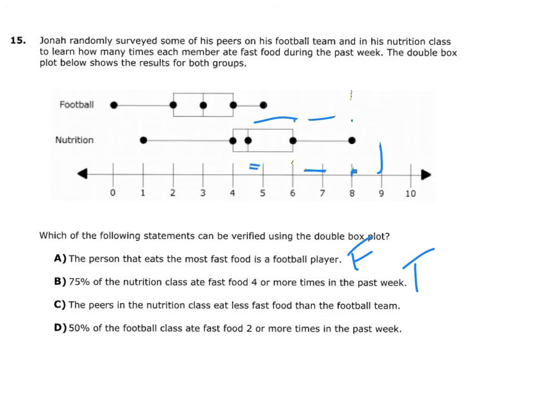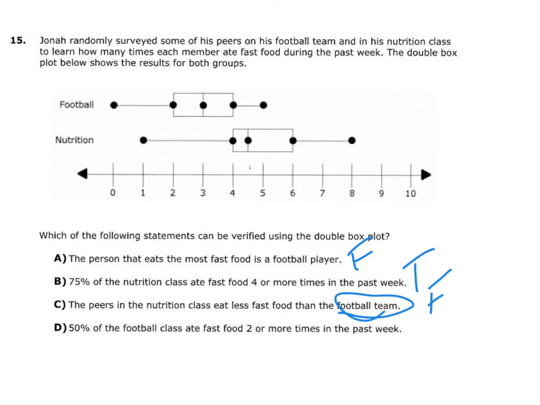Okay, let's look at letter C. It says the peers in the nutrition class eat less fast food than the football players. Well, the person that eats the most fast food, it says on A, is false. It seems like the football players eat less. So that's why we're going to put this as false, because football players eat less fast food than the nutrition class.